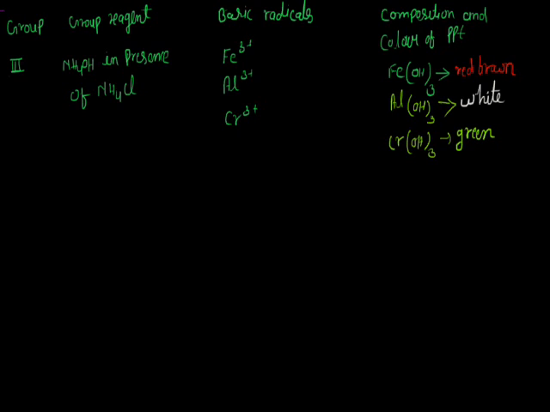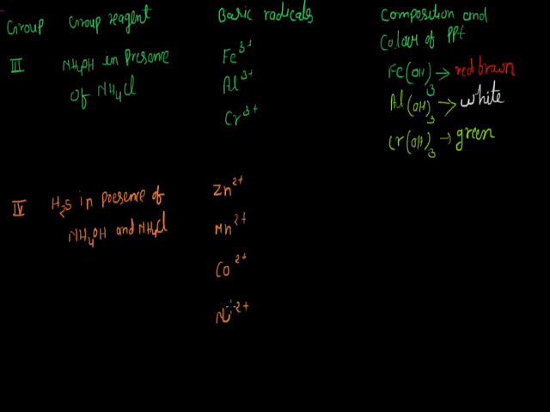Now, after completing the third group, we will discuss the fourth group. In the fourth group, the group reagent is H2S in presence of NH4OH and NH4Cl. And the radicals in this group are zinc, Zn2 plus, manganese, Mn2 plus, cobalt, Co plus 2 and nickel, Ni plus 2.